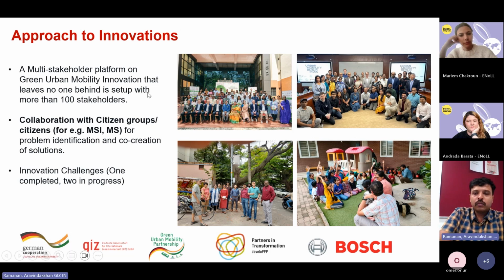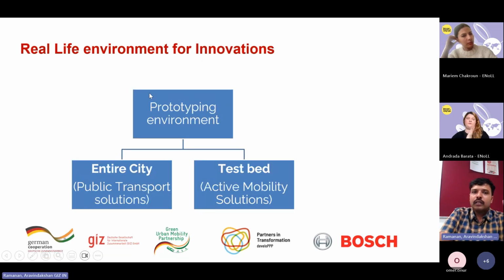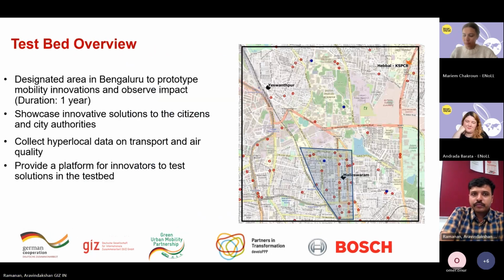As I said, in the test bed we test the active mobility solutions related to walking and cycling. For the public transport related solutions, the entire city is our testing ground. And this is the test bed map, which you can see in the triangle. We are instrumenting the test bed with sensors, air quality sensors, and also cameras.